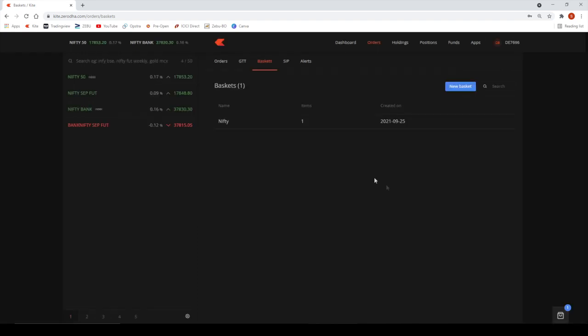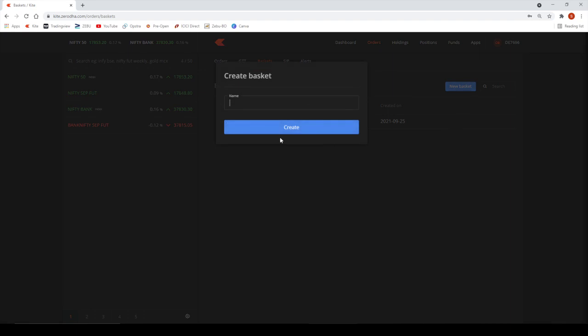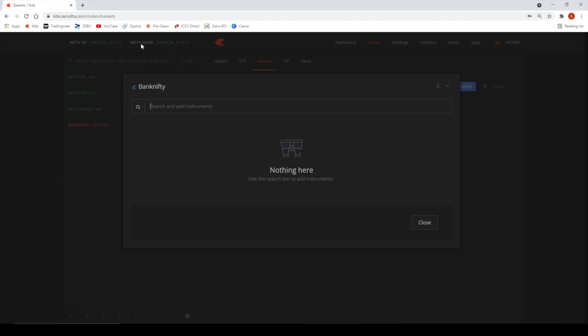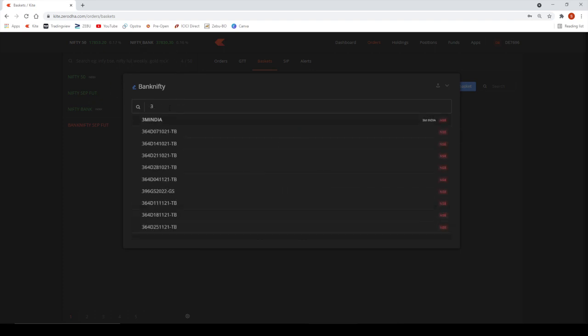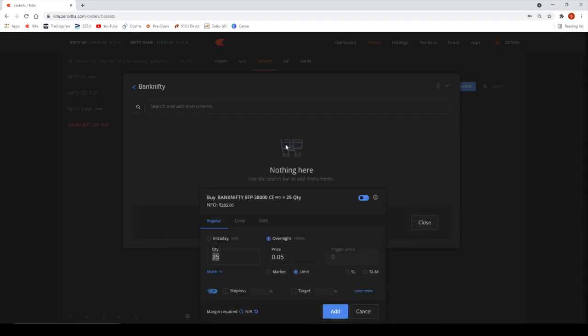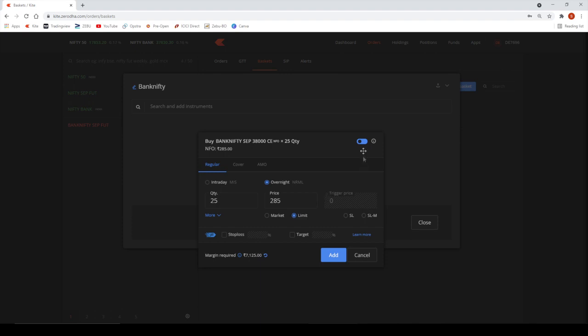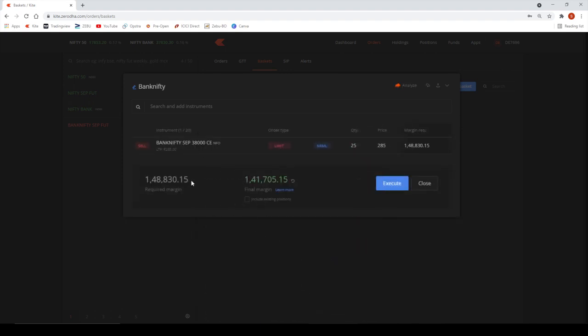Okay, now we will check for Bank Nifty. So I am creating another basket with Bank Nifty. So what is the Bank Nifty price? 37,830. Okay, assume that I am going to sell the 38,000 call. So I am taking a bearish view. Okay, I am going to sell one lot. So look at this. We need almost 1.5 lakh to sell any options in Bank Nifty.